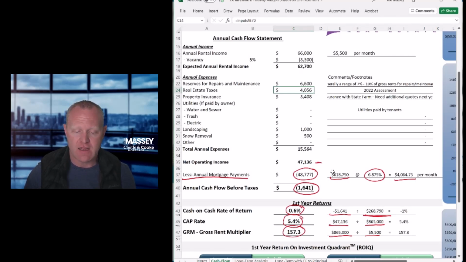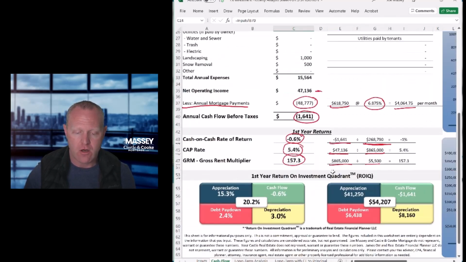Now let's dive in and talk about the return on investment quadrant. And this is where our friend James Orr really added a lot to this spreadsheet when we started working with him a couple of years ago. So over here on the right-hand side is what we're going to look at to begin with. All right, cash flow, this negative $1,641. That's the same number that we've got from up here on our annual cash flow.